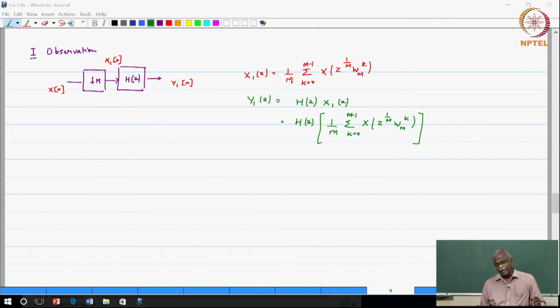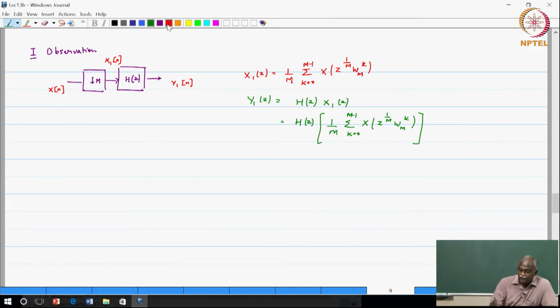Okay. I do not have a direct input output relationship because this is not an LTI system. Right. I have X(z) and I have shifted versions, and of course there is frequency scaling and all of that is present in the picture, but nevertheless this equation is correct: Y1(z) equal to H(z) times this expression. There is nothing wrong in this equation, this is correct.